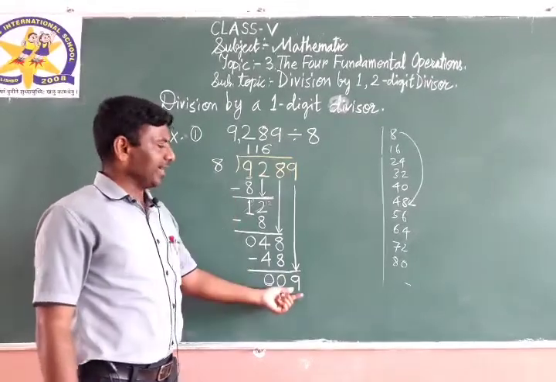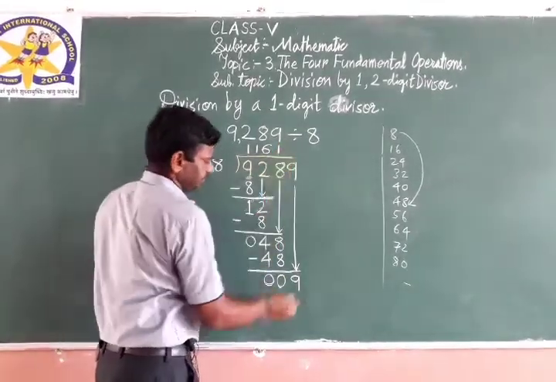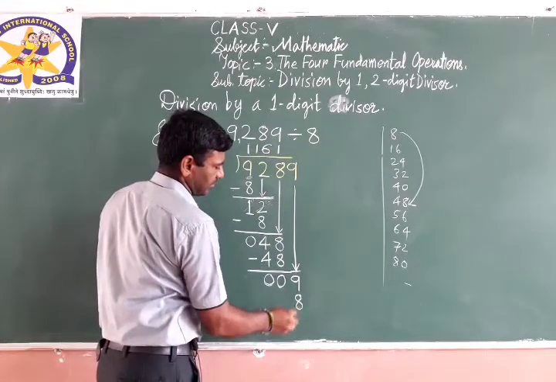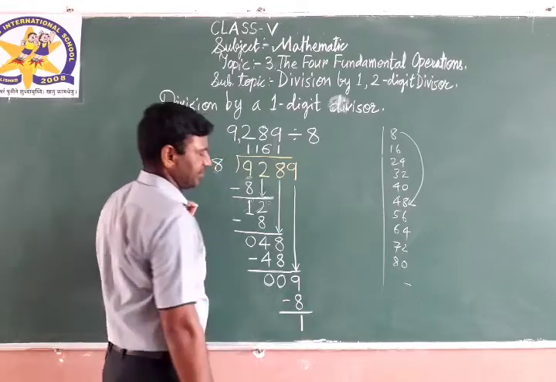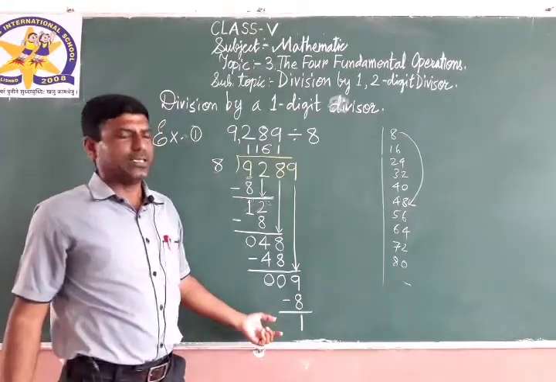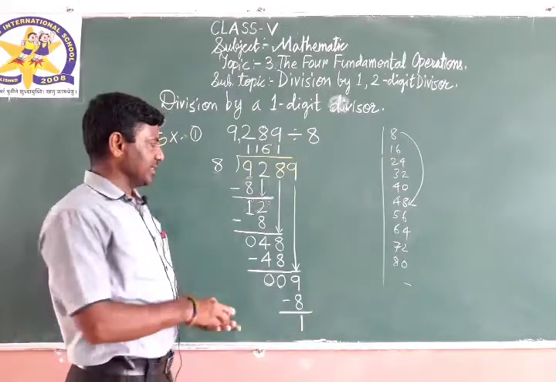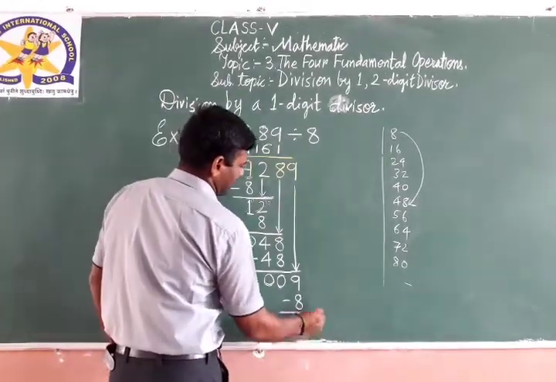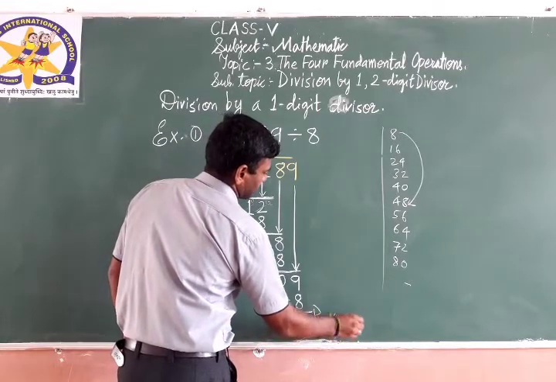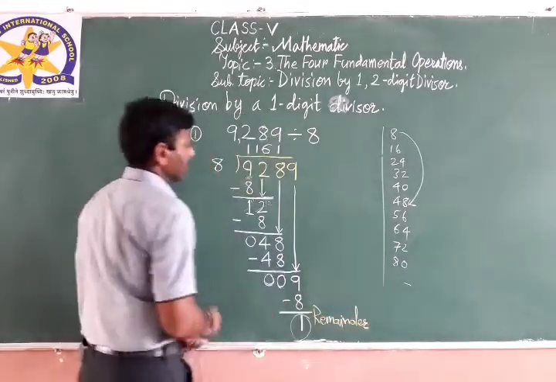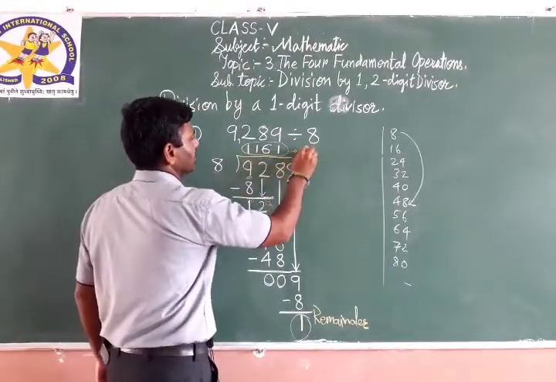Now, again 9 is greater than 8. Again 8 ones are 8. 9 minus 8, 1. So this 1 is the remainder. This is called the remainder. This is called the quotient.